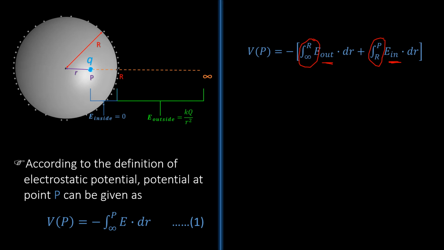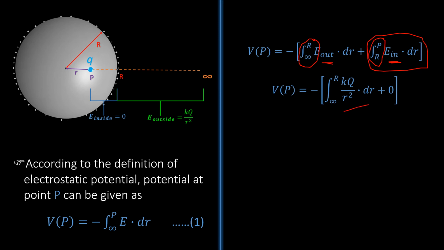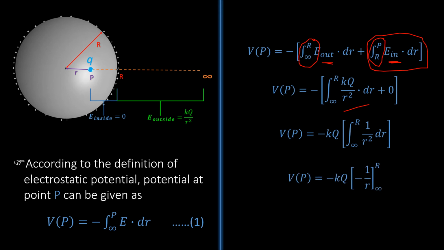So let us substitute values. Inside, the electric field is 0, so this integration becomes 0. So we have only one integration to deal with, and very similar to the previous case, kq is outside, 1 by r square on integration will give minus 1 by r, and then we have our answer kq upon r.